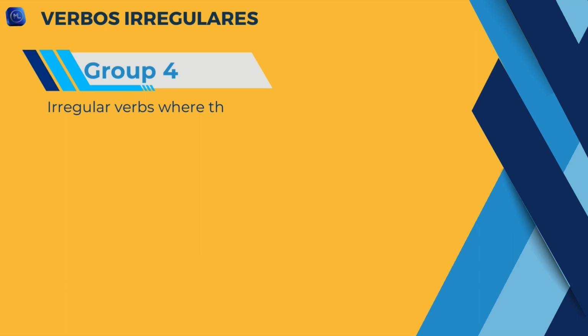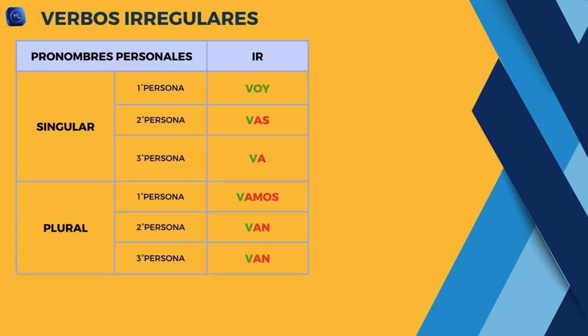Group 4. Irregular verbs where the stem changes completely. Verbs belonging to this group are completely irregular, meaning that the infinitive form of the verb and the conjugated one are entirely different. Here we have the conjugations for the verb to go.